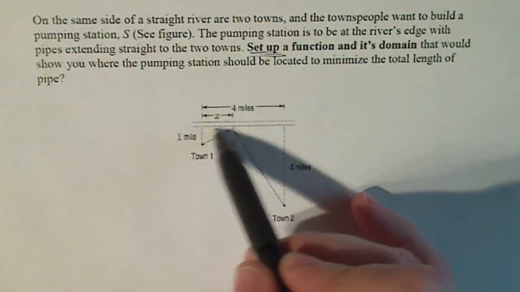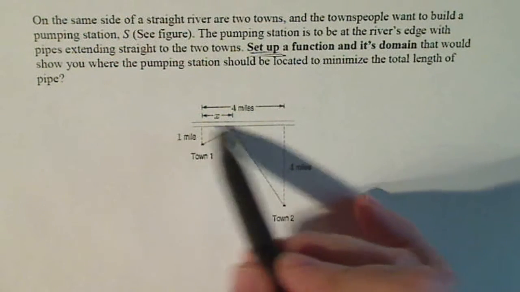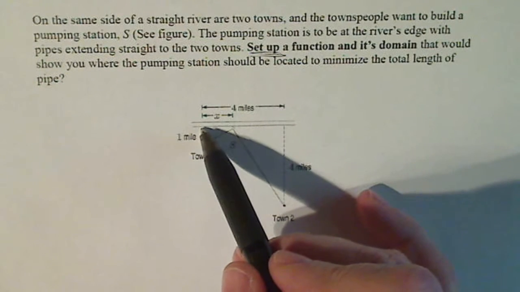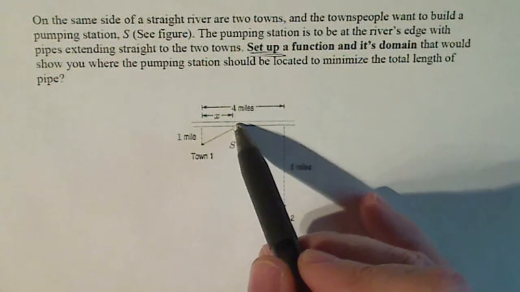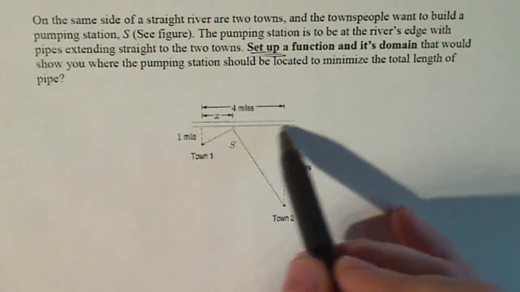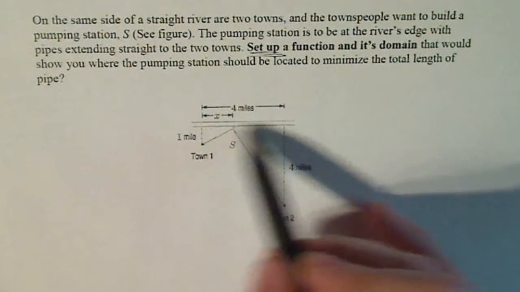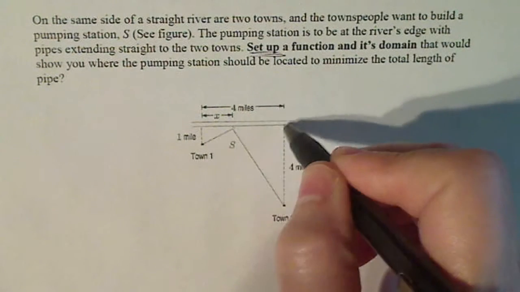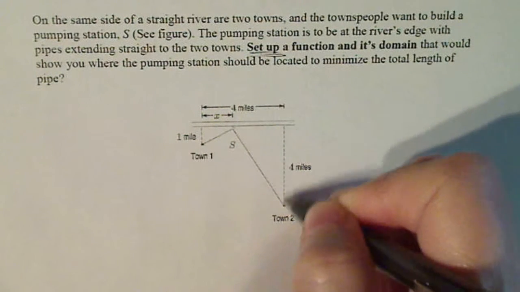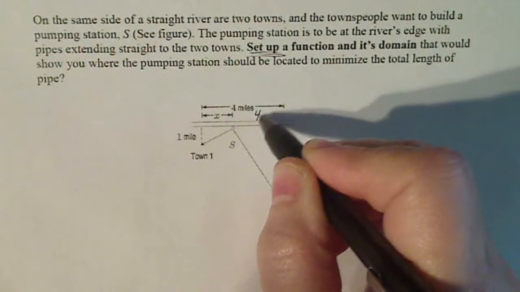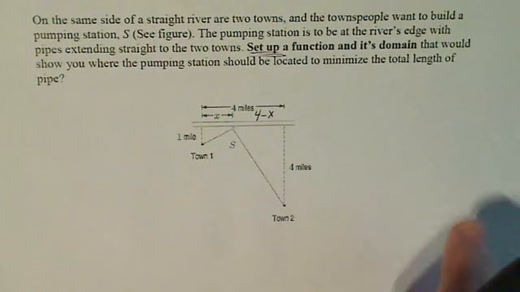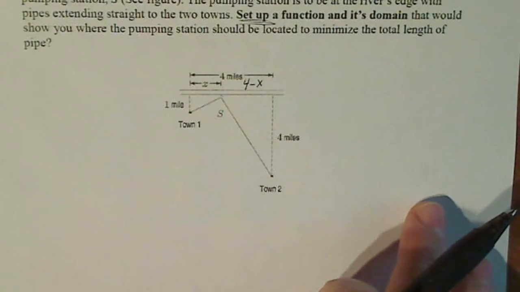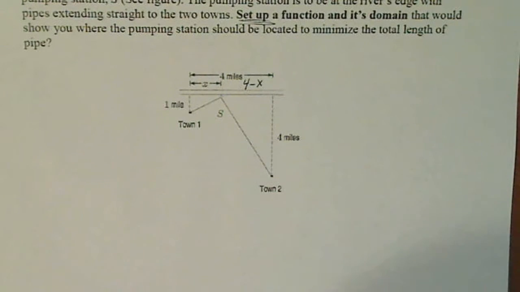They give you that this x distance is the distance the pumping station is from the first town, perpendicular to the first town. This whole distance, the distance between the towns along the river, is 4 miles. So that means that this distance from S to this point where town 2 is going to be 4 minus x. Now, I'm just setting up a function and its domain that shows you where the pumping station should be located to minimize total length of pipe.